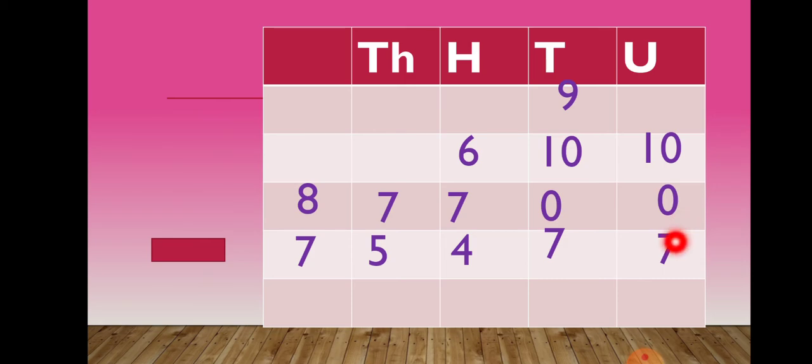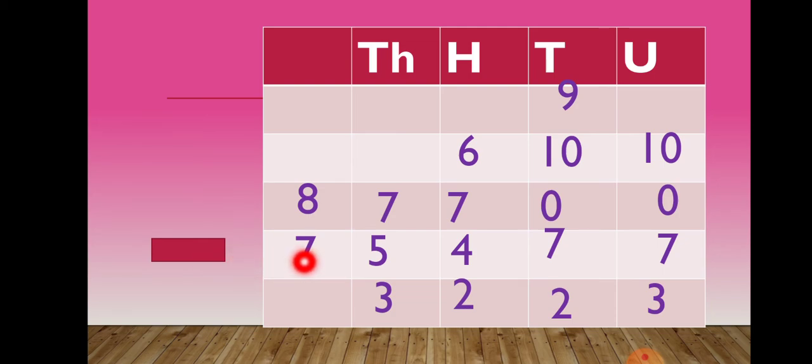Now subtract 7 units from 10 units. How many remain? 3 units. Now subtract 7 tens from 9 tens. How many remain? 2 tens. Now subtract 400 from 600. How many remain? 200. Now subtract 5,000 from 7,000. How many remain? 3,000. And last one, 7 ten-thousands.